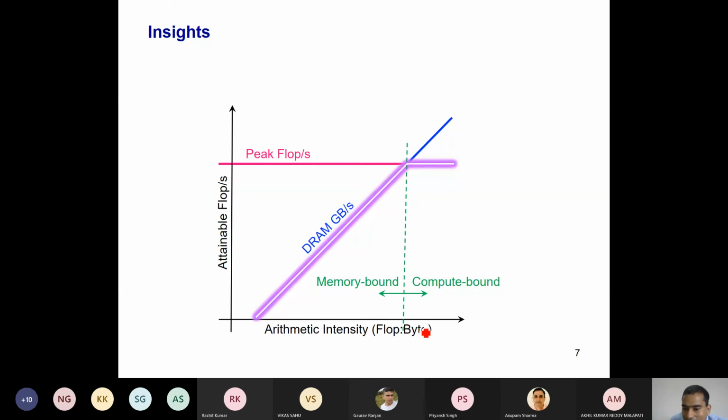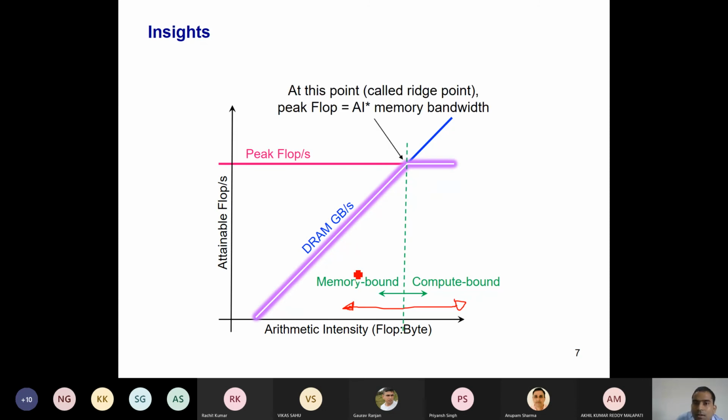Now, if my AI is within this range, then I call my application compute bound. If my AI is in this range, I call the application memory bound. And this point is called a ridge point, or inflection point also it's called, but I will just call it ridge point. At this point, peak flop actually equals AI into memory bandwidth.